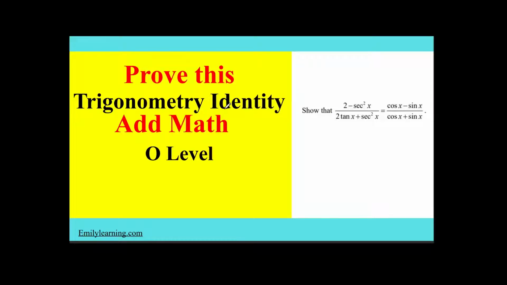Alright, in this video, we'll be looking at how to prove this trigonometry identity: (2 minus secant square x) over (2 tangent x plus secant square x) equals (cosine x minus sine x) over (cosine x plus sine x). So proving trigonometry identity is a very common question in the O-level additional math. So let's try to do this question together in this video.